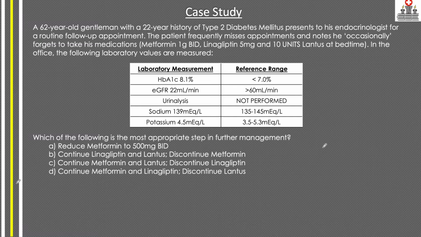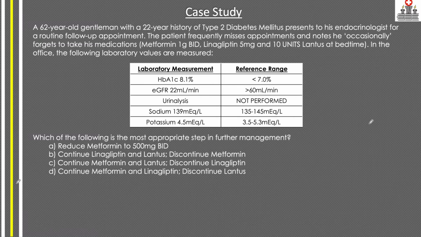A 62-year-old gentleman with a 22-year history of type 2 diabetes mellitus presents to his endocrinologist for a routine follow-up appointment. The patient is known for missing his appointments quite frequently, and he also admits to not always being compliant with his medications. His medications are Metformin, Linagliptin, which is a DPP-4 inhibitor, and long-acting insulin, this is Lantus, at bedtime.